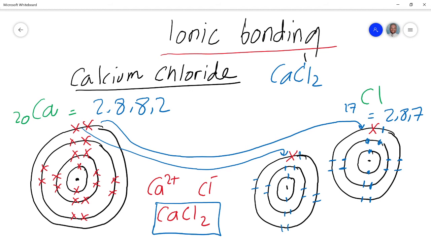So this sums up ionic bonding. Two things to remember: it is formed between metals and non-metals, and the bonding occurs via the transfer of electrons from the metal to the non-metal.